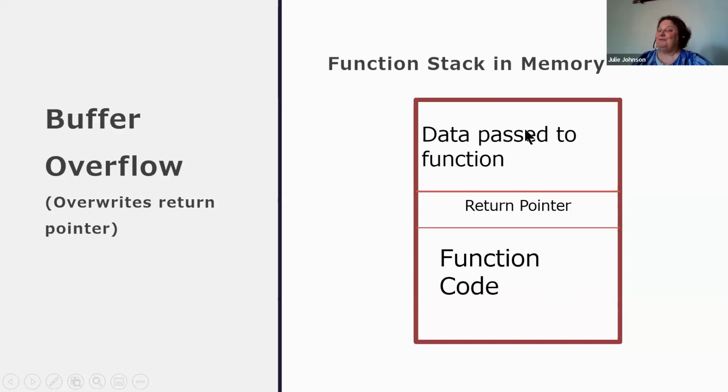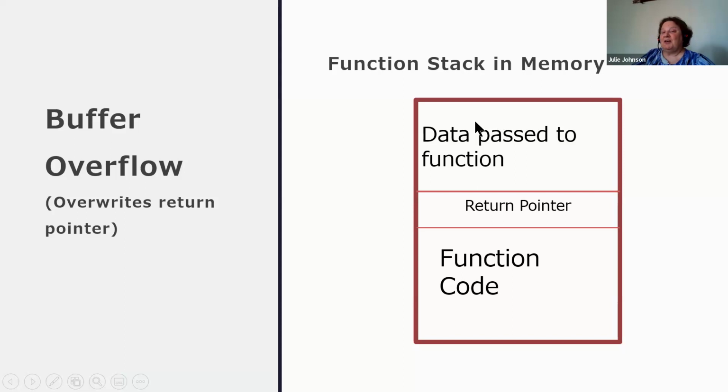This is a very simplified illustration of a function stack. We're only looking at what is relevant. There's data passed to the function, which is stored in an area called the buffer. That's why we call it a buffer overflow. Then a very important value called the return pointer, which is a numeric value indicating a location in memory. This allows the function to return to the function that called it after it's done executing. Below that, there's the function code and a number of other values and information that's omitted here for clarity.